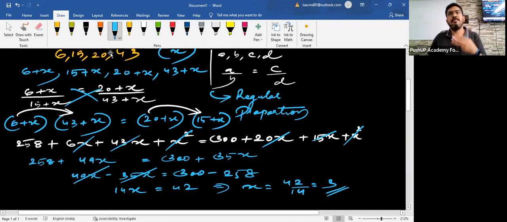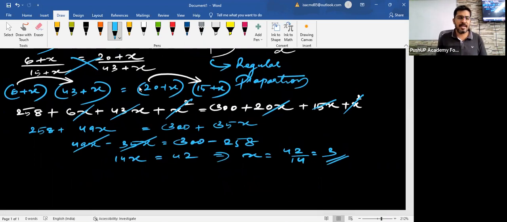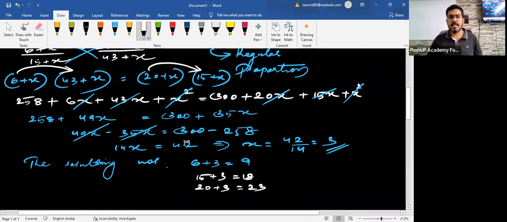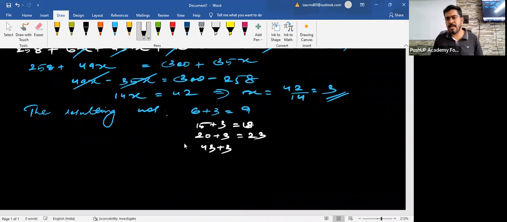Now, what if the question was, what would be the resulting numbers? You just need to add 3 to all the four numbers and give out the answer. So 6 plus 3, 9. Just a minute. What was the second number? 15. So 15 plus 3, 18. Third number is 20. So 20 plus 3, 23. And the last number is 43 plus 3, which is equal to 46. That's it. Okay. So these are the numbers which are in proportion.